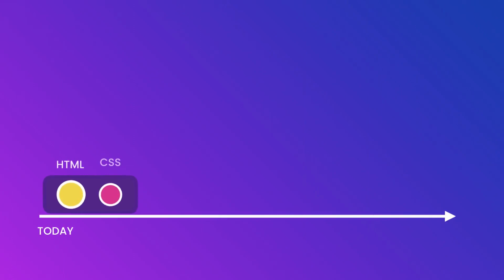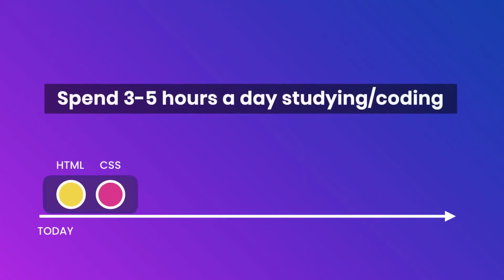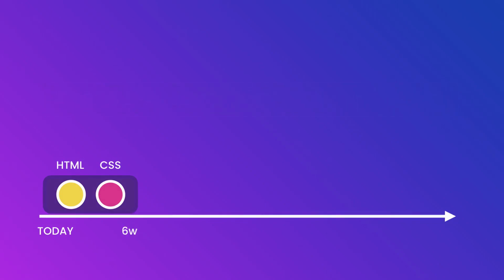So your front-end development journey starts with HTML and CSS. I would say if you spend 3 to 5 hours every day studying and coding, you should be able to have a reasonable understanding of these two languages in about a month or a month and a half. Once you learn these languages, then you need to learn JavaScript.